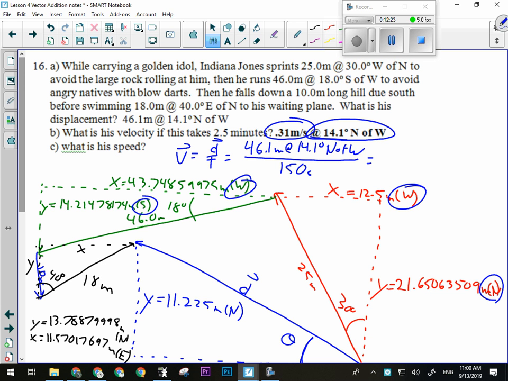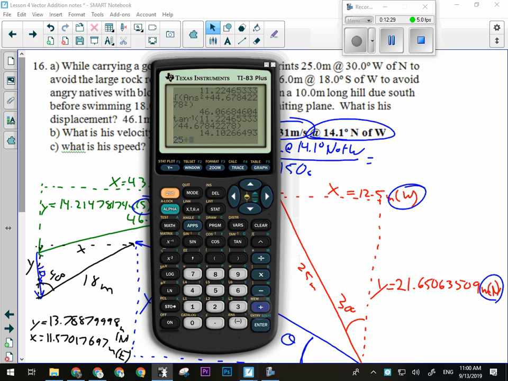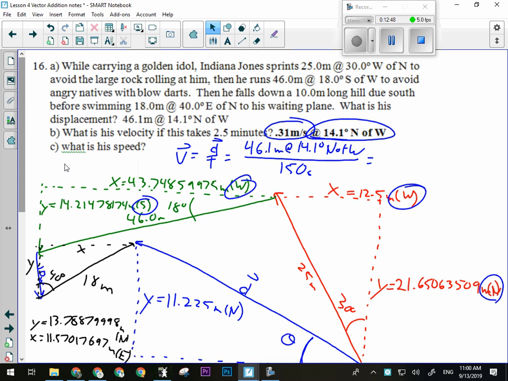So to get his total distance, it's just going to be 25 plus 46 plus 10 plus 18. That's how far he went, 99 meters. And I divide that by 150 seconds. His speed is 0.66 meters per second. No vector on that because it's scalar. I didn't indicate any direction there. I don't have that answer on there, but now you do. 0.66 meters per second. Is it likely that I might throw a B and a C into a simpler vector addition question? Yes. So don't miss them.